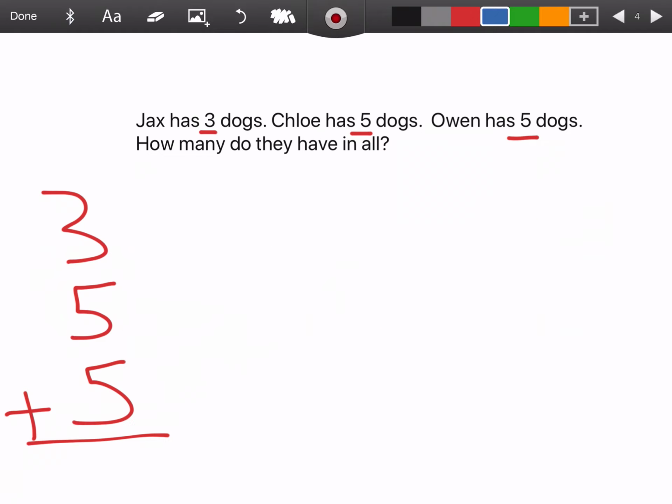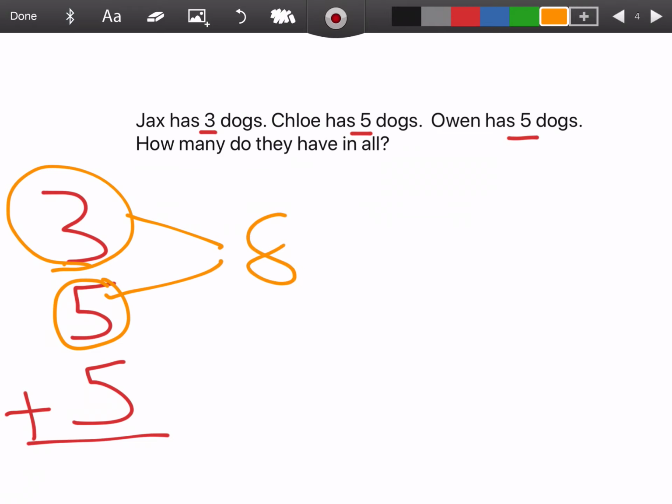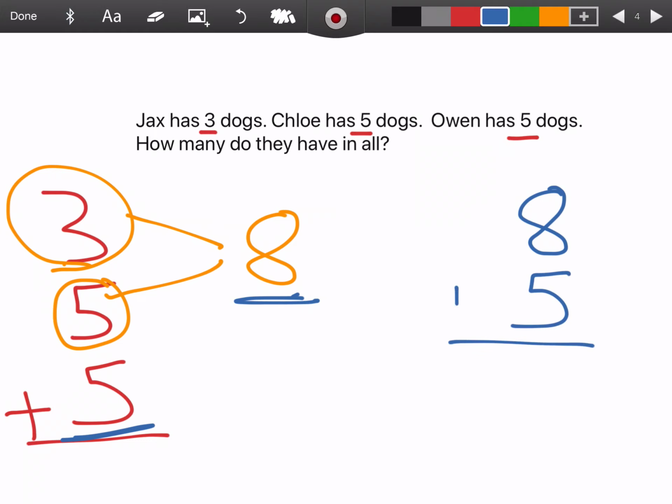And let's do a different pattern. Let's do the 3 and the 5. Gives me 8. Now, let's use a different color. Now I can take that 8 plus the 5 I haven't used, and that will still get me to 13. I think getting to 10 is easier, but if this is the way you saw it first, there's nothing wrong with that.